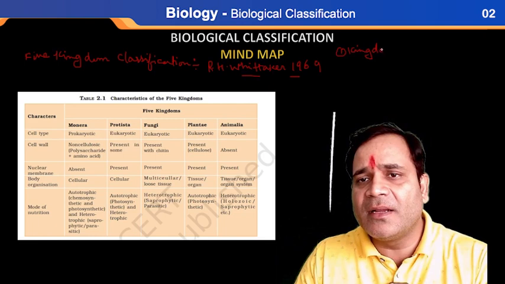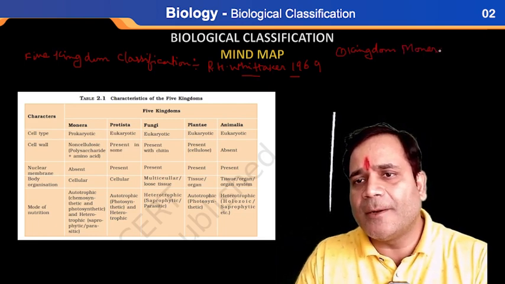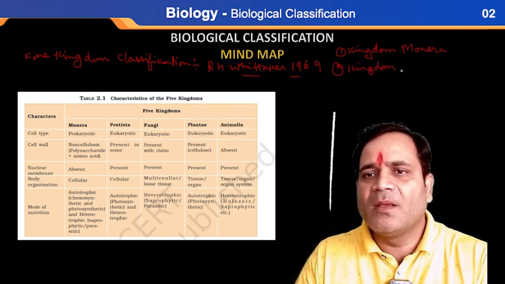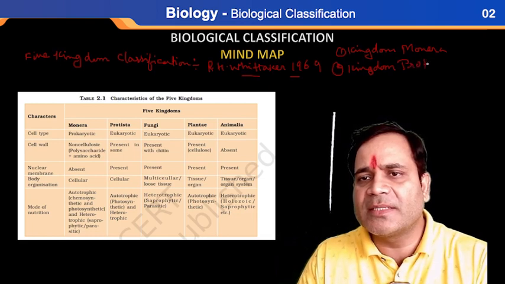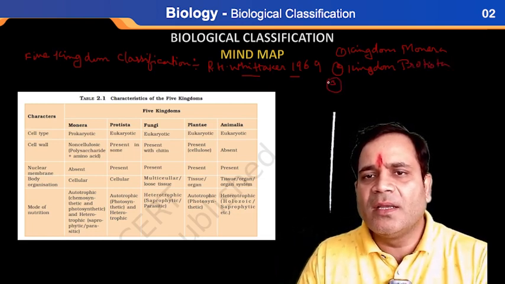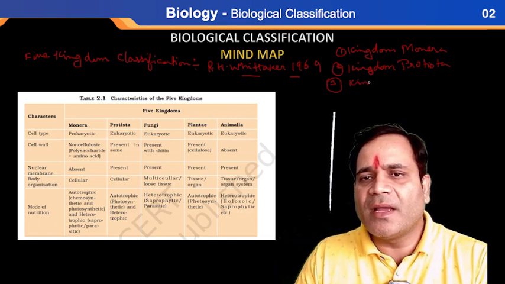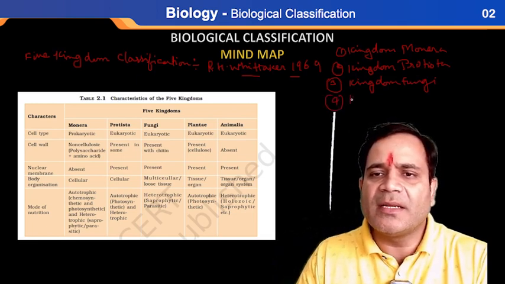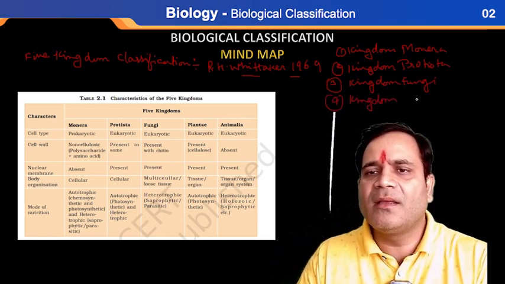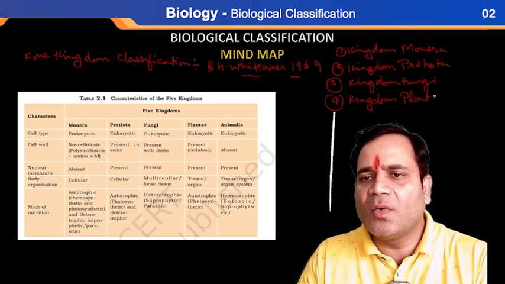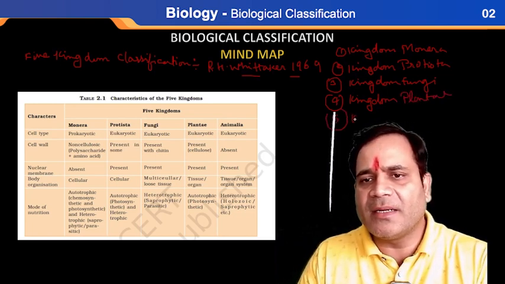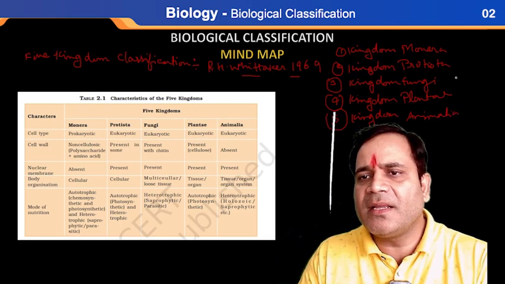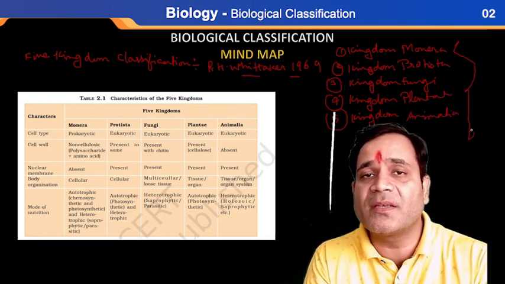I'm writing here the first kingdom, kingdom Monera. Then kingdom Protista. The third one is kingdom Fungi, my dear, right? And the fourth one is kingdom Plantae. And finally, kingdom Animalia. So there are five kingdoms in this classification.